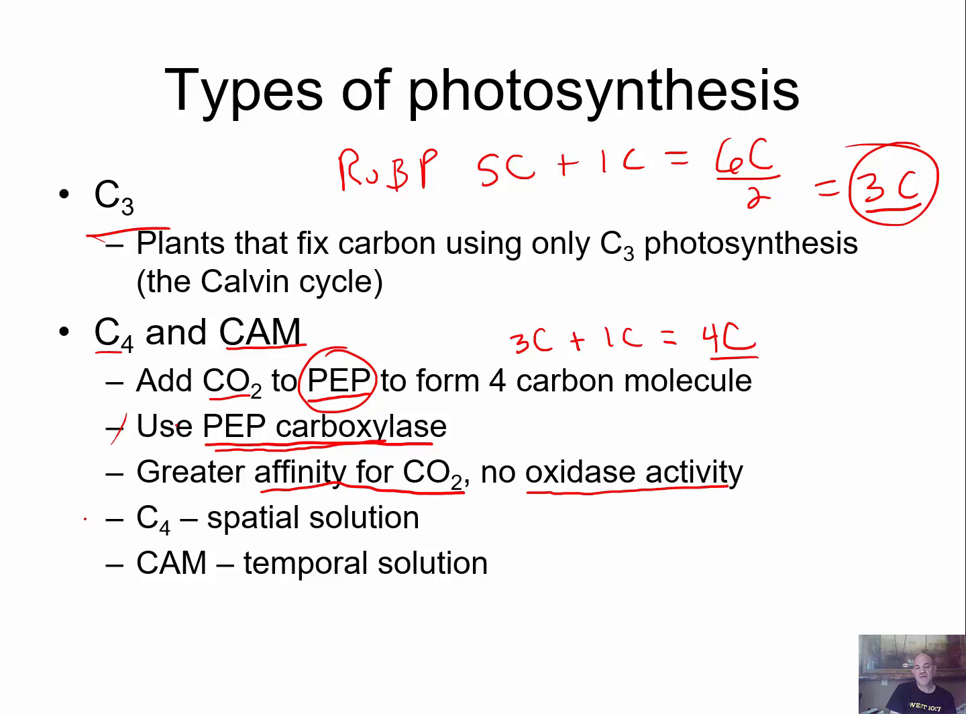Now, there are some differences here, even though both C4 and CAM use the C4 type metabolism. The C4 plants themselves are going to have a spatial solution, and that means they're going to separate within the cells where certain reactions take place. Particularly, we're going to separate some of the process away from where there's higher amounts of oxygen. So we're going to move into other cells away from where the oxygen can mess things up.